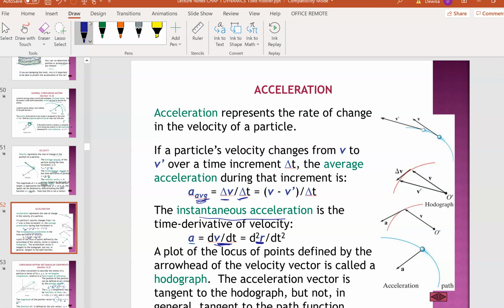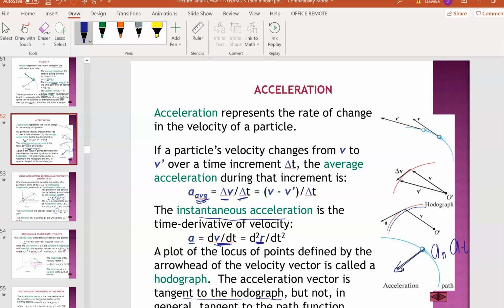The plot of the locus of points defined by the arrowhead of the velocity is called the hodograph. So this is actually the hodograph. Can you see the red line here? That would be the locus of points. The acceleration vector is always tangent to the hodograph. Can you see the acceleration? It is tangential. So we have got two accelerations, an and at, like what I've explained earlier. I'm going to go into detail a couple of slides later.